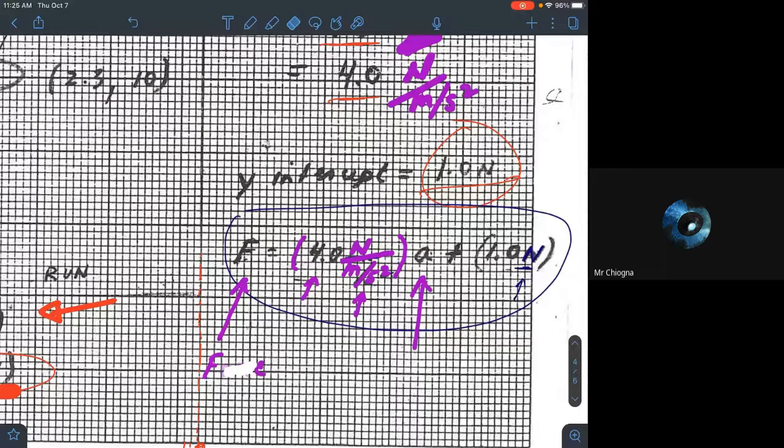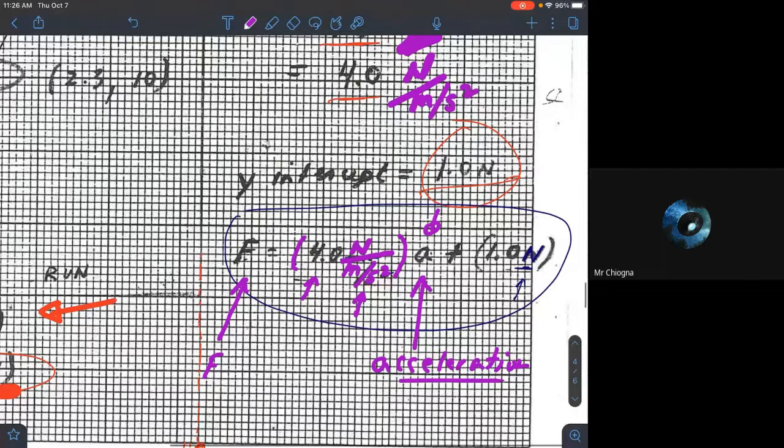Just write F. And instead of writing acceleration, you can see it's easier just to write A. So it's not wrong if you write acceleration. In fact, that's actually what it means. But we like to write the abbreviated form.